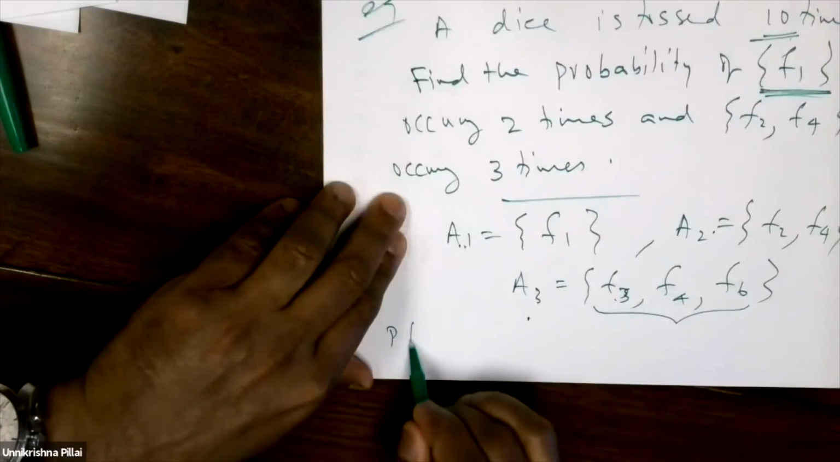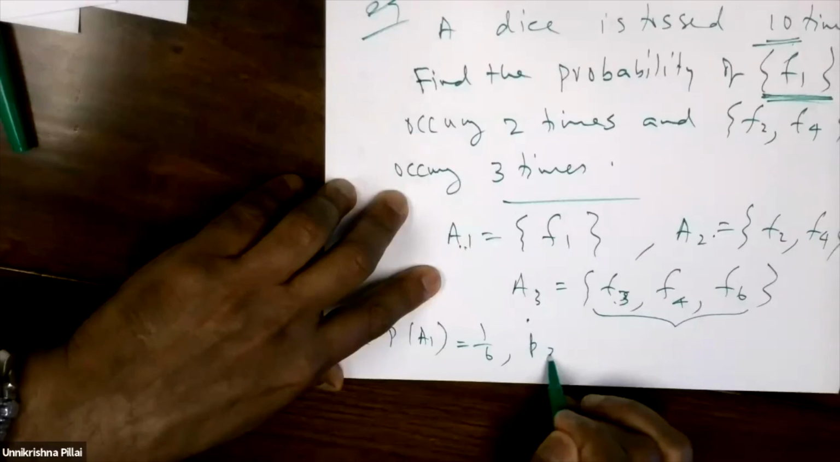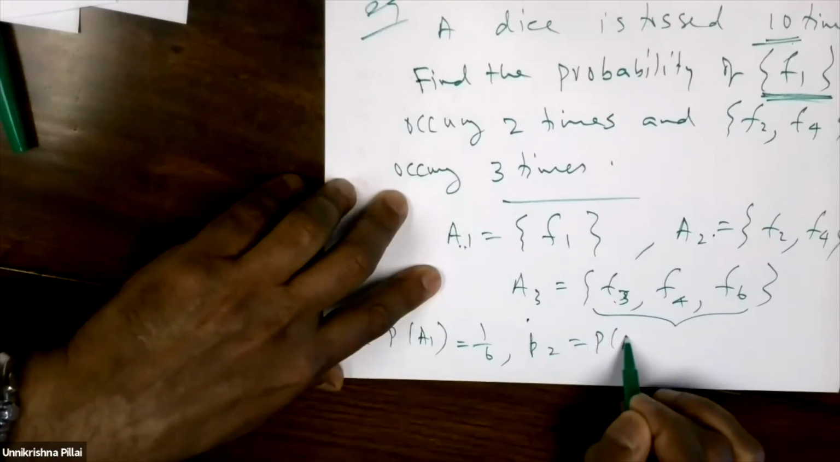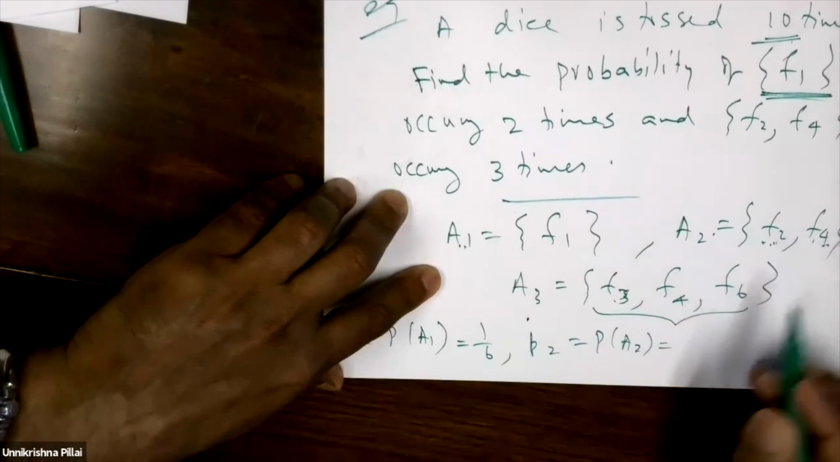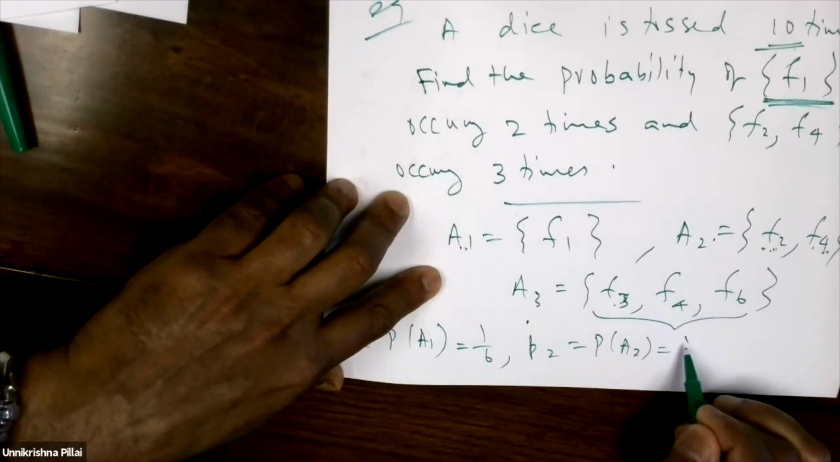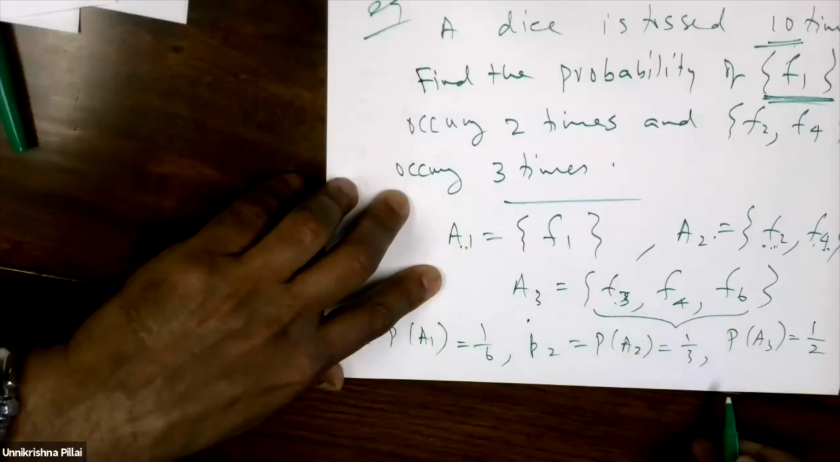Of course, we know what is the probability of A1. 1/6. P2 will be probability of 1/3. These two are disjoint events or mutually exclusive. It's 1/6 plus 1/6, 1/3, right? And probability of A3? Half, right? Half, yeah.